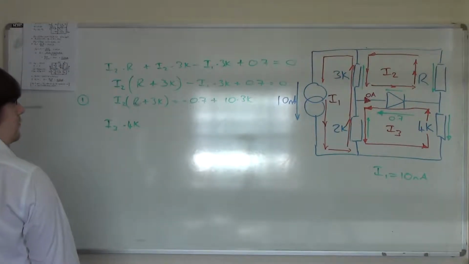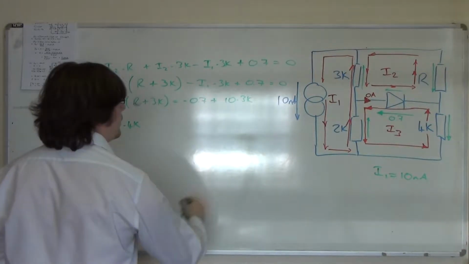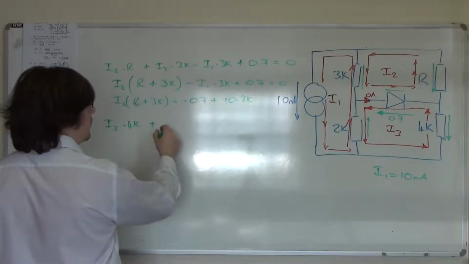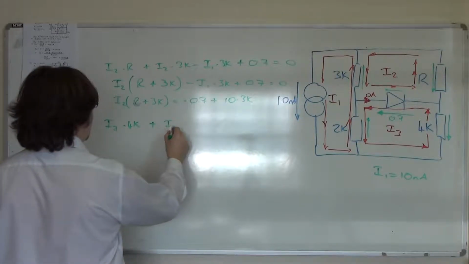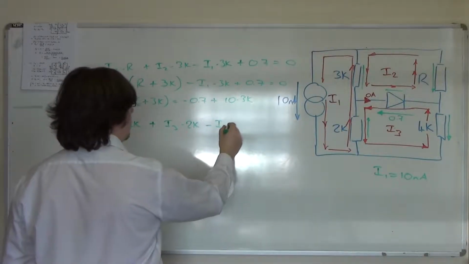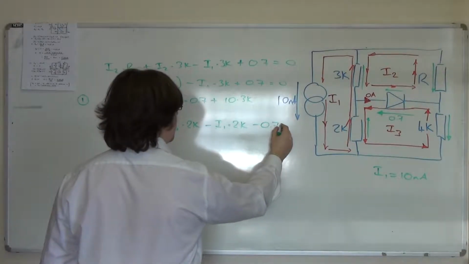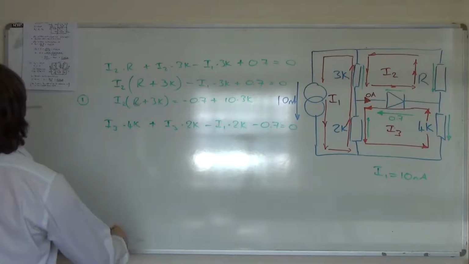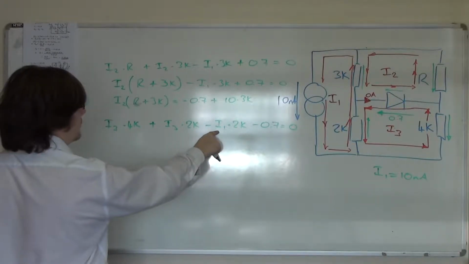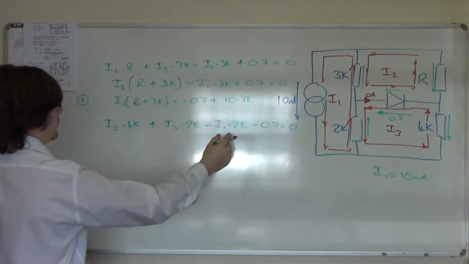Righty, so yes, the I3 is the only current in the 4K, so we can carry on now and go over to the 2K, and we'll say plus I3 times 2K minus I1 times 2K minus 0.7 is equal to 0. So then we'll solve this for I3, because we already know what the value of I1 is, it's 10 milliamps. So we'll get I3 on its own, substitute in I1 and solve it.